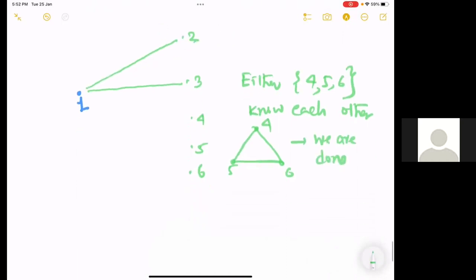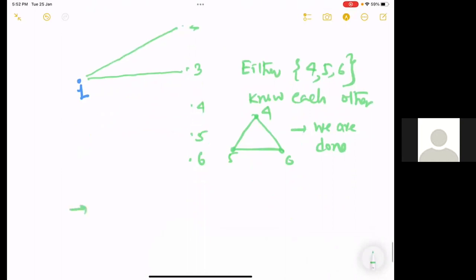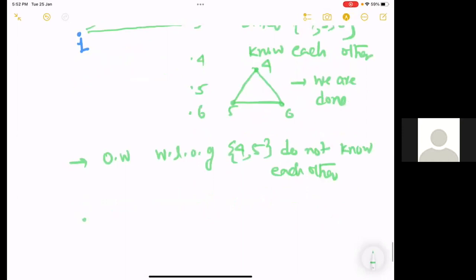Else, as Romit said, there is at least one pair which is missing an edge between them, maybe the pair 4, 5. Without loss of generality, 4, 5 do not know each other. In that case, 1, 4, 5 is the required solution, and we are good.